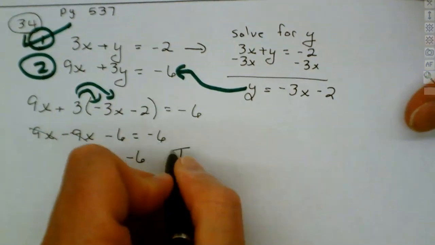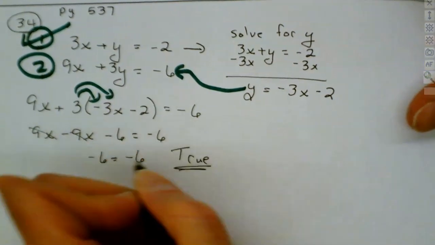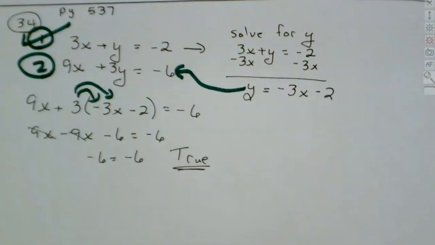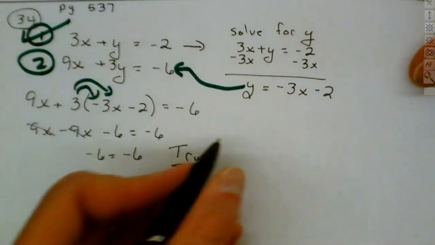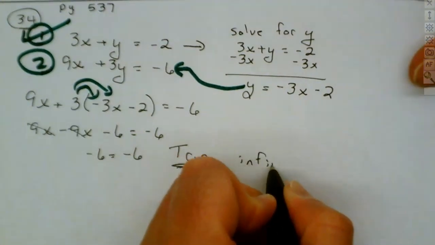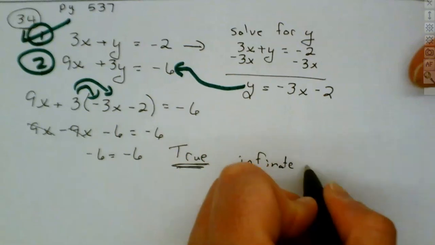Well, this is true. So this has an infinite number of solutions. And when it has an infinite number of solutions, what you do is you solve it for y. And that's going to be part of your answer. So this is true. It has an infinite number of solutions.